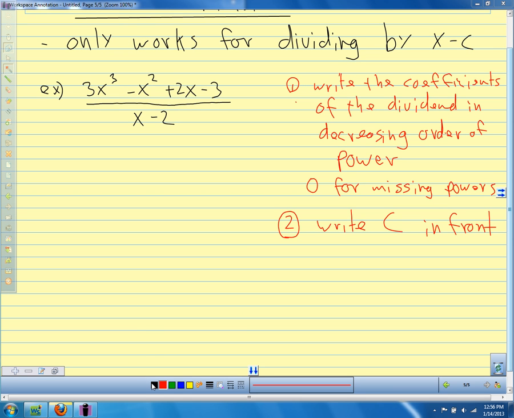So what we're saying here is we're going to write our coefficients. So for my first step here, I'm going to write 3, negative 1, 2, negative 3. And I'm going to do it like so. And I'm going to put my c here, we're doing x minus 2. So c is 2. I'm going to bring this first number down. And I'm not going to write out every step. I'm going to explain the steps from here. I'm not going to write them all out.